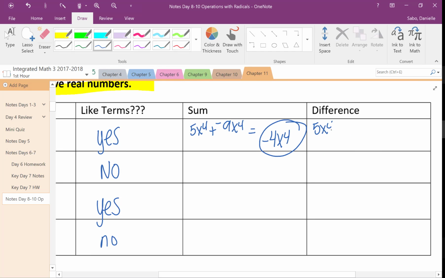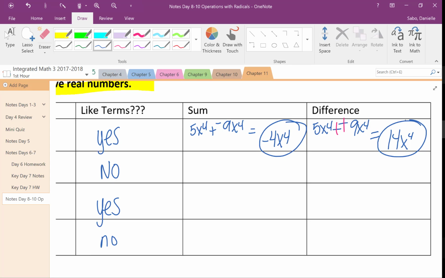Okay, you should have got 5x to the 4th minus a negative, which then changes it all to positive. So negative, negative, make a positive. 9x to the 4th, which gets you what? Very good.